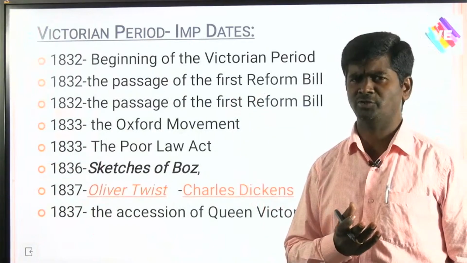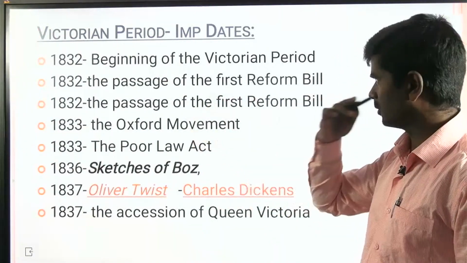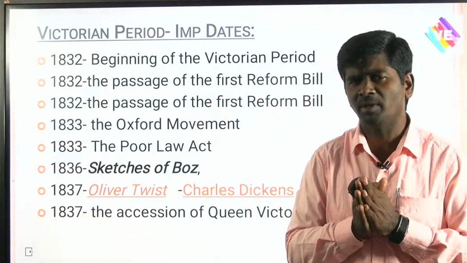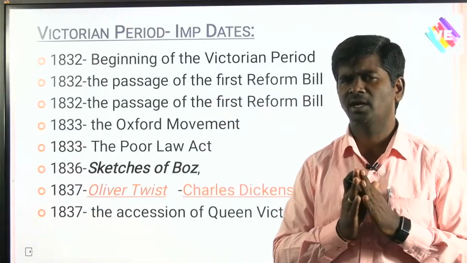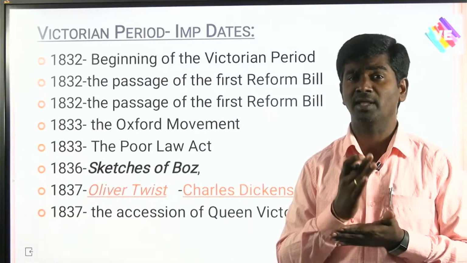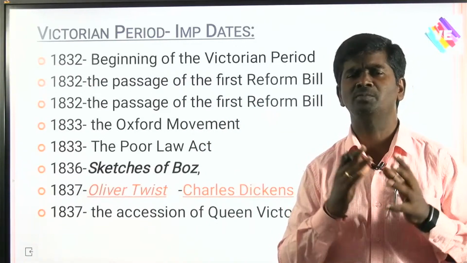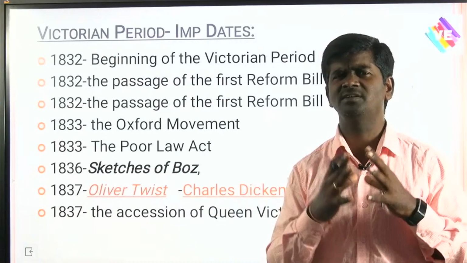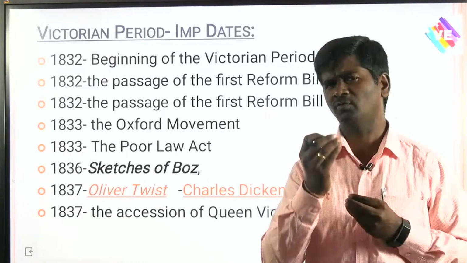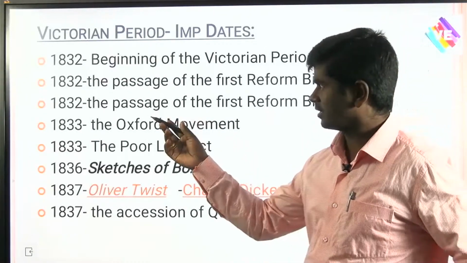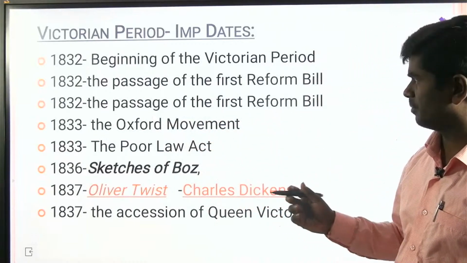1832, beginning of the Victorian period, and the passage of the first Reform Bill. This first Reform Bill and the Poor Law Act created the classification of the British people into poor, low, and middle class people, and that was the major reason for the evolution of socialism or communism, I can say. 1832, the passage of the first Reform Bill.